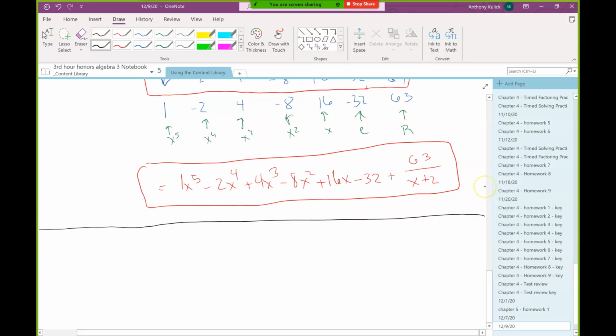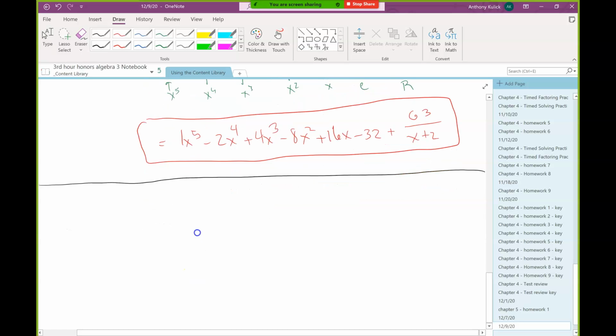The shortcoming of it, though, is we can't use it every time, right? The divisor has to be in that particular form, having a leading coefficient of 1 and a degree of 1. Okay.